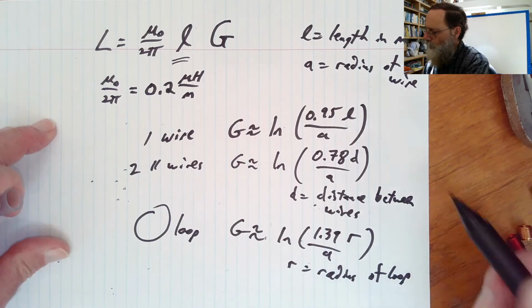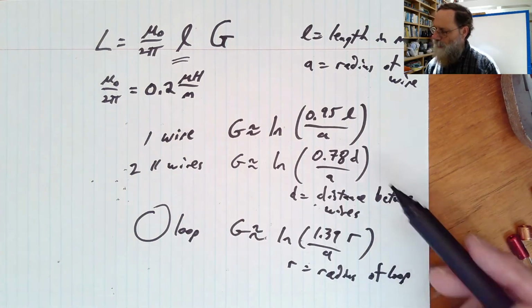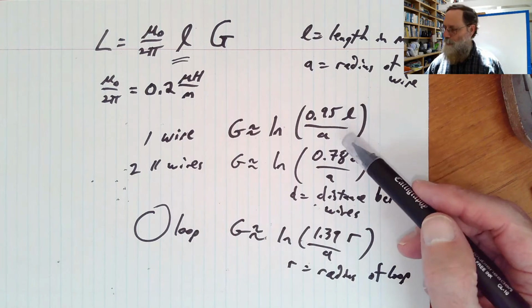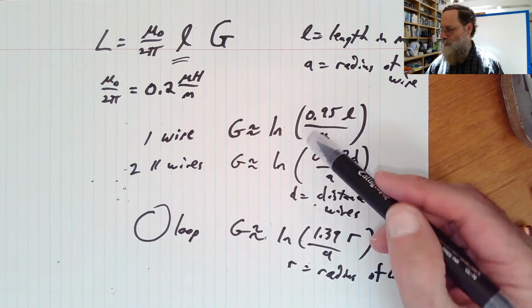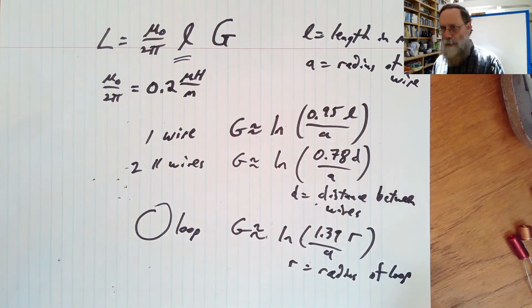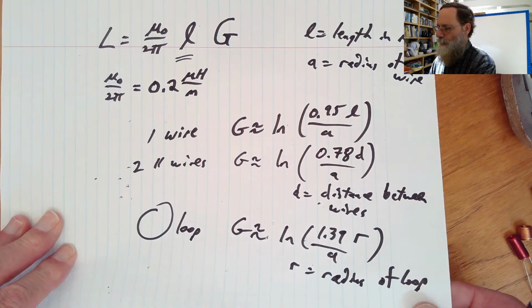And notice in all these cases, we have something that increases it if we've got, in the first case, a long wire relative to its diameter, or to its radius. A large separation between wires increases the inductance, or a large radius to a loop increases the inductance. So keeping things small, keeping things close together, helps to reduce inductance. Okay, let's look at some more.